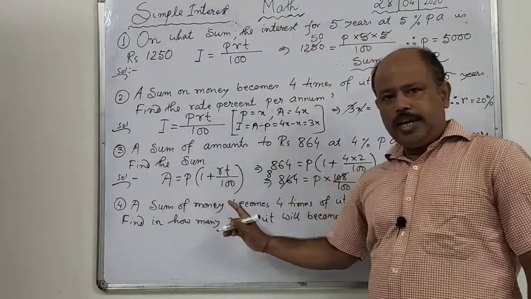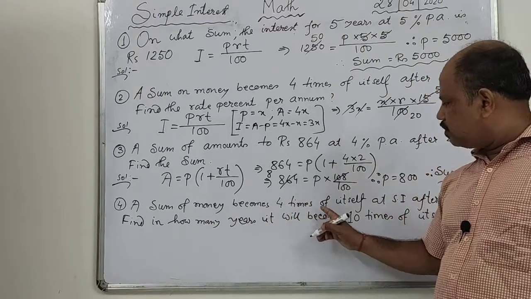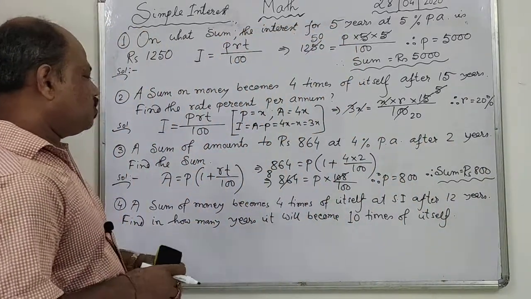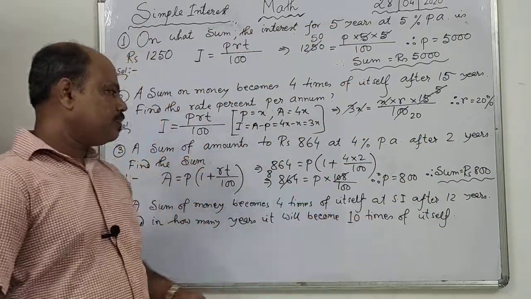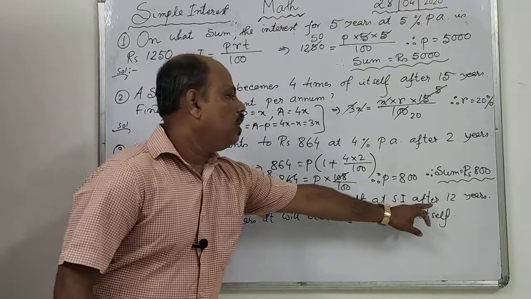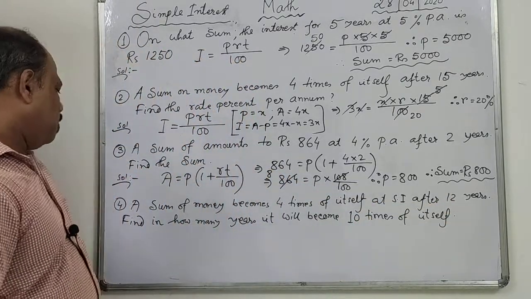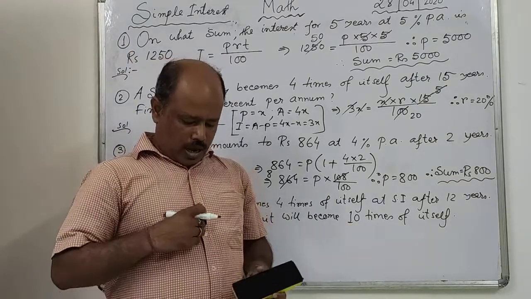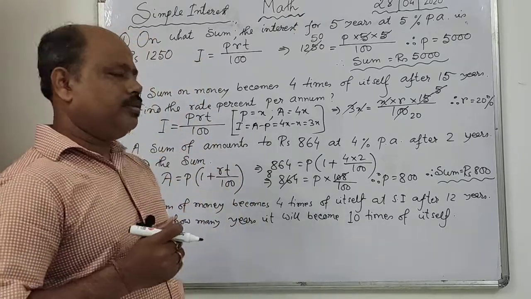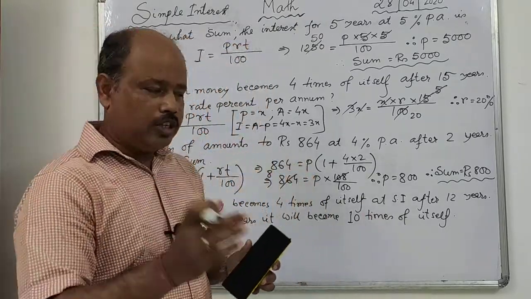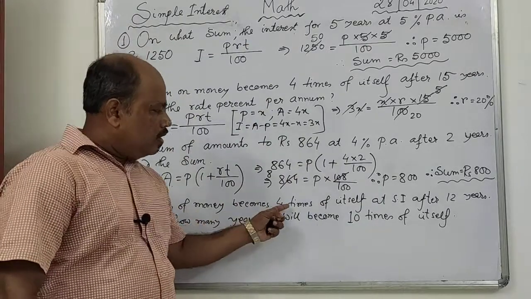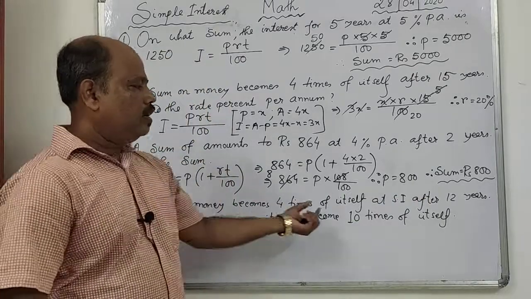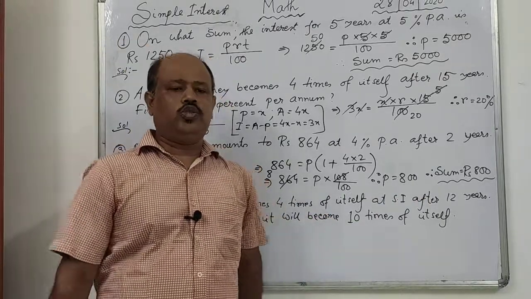A sum of money becomes 4 times of itself at simple interest after 12 years. Find in how many years it will become 10 times of itself. 10 times of itself, মানে এটা 10 গুণ হবে। একটু বাংলা শোনো, কিছু টাকা 4 গুণ হয় 12 বছরে, এই টাকাটা 10 গুণ হবে কত বছরে?